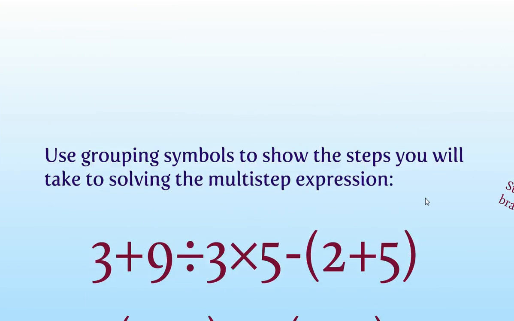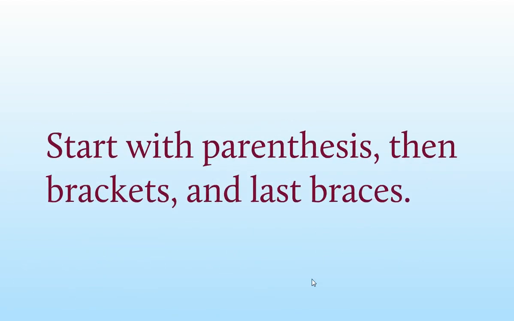Let's use grouping symbols to form a plan or to show the steps we're going to take to solving a multi-step expression. So here's that original expression, 3 plus 9 divided by 3 times 5, minus, in grouping symbols, 2 plus 5. Right? If we follow JORMDAS, the G says grouping, so we would do 2 plus 5 first. Let's plan out the rest of solving our problem. Remember, start with parentheses, then brackets, and last braces.